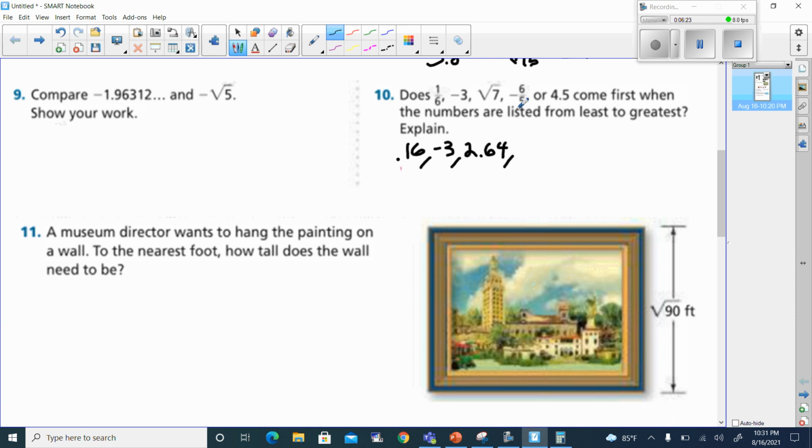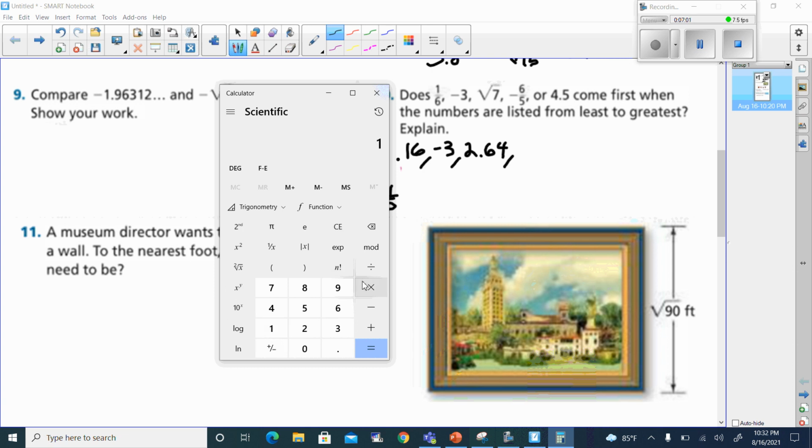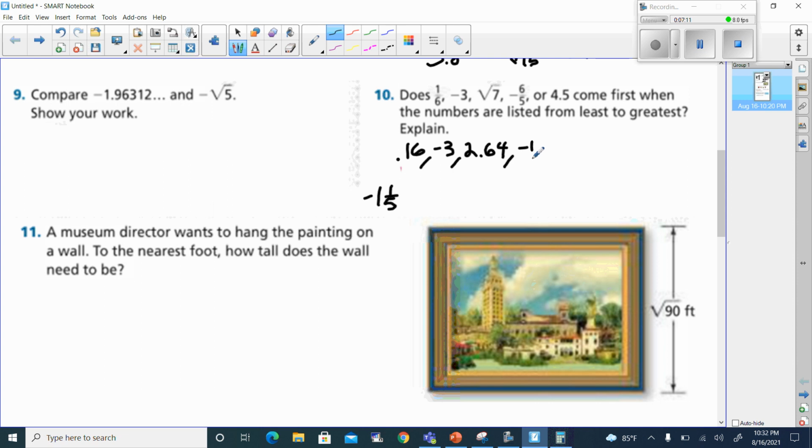Okay, let's go for the next one. -6 over 5. When we turn this to a proper fraction, we know 5 goes into 6 one time with 1 left over. That's going to make it -1 and 1/5. And 1/5 as a decimal, I'm pretty sure is 0.20. I'm going to check here. 1 divided by 5 is 0.2. So that's actually going to be -1.2.